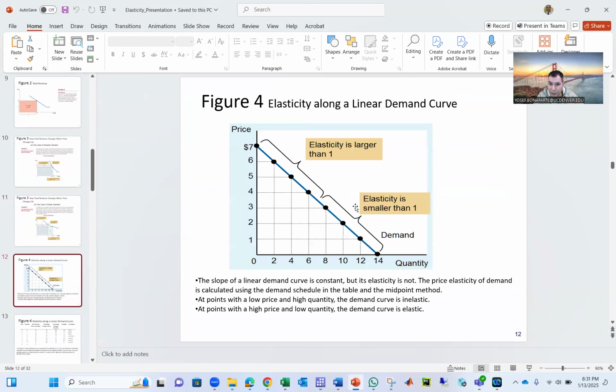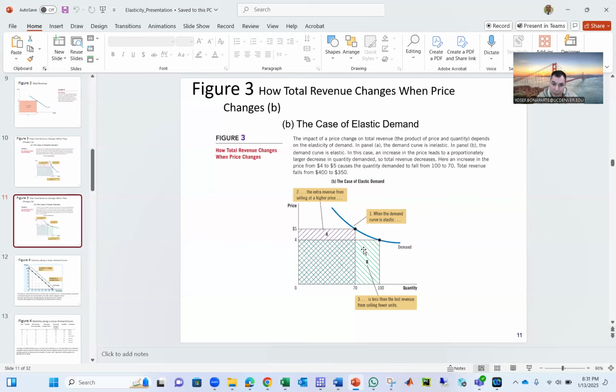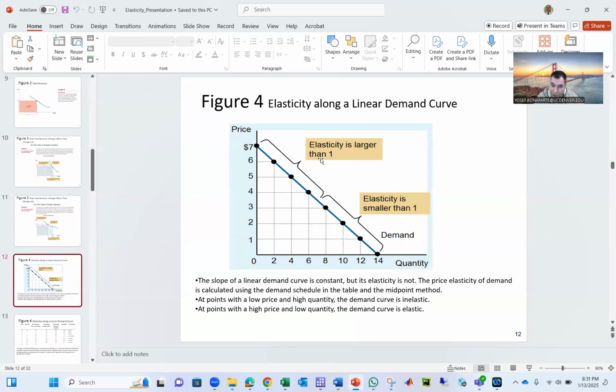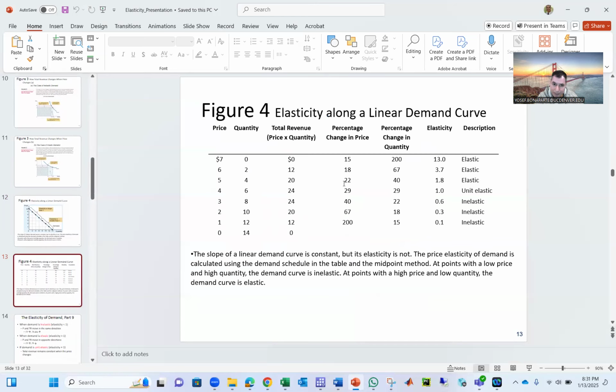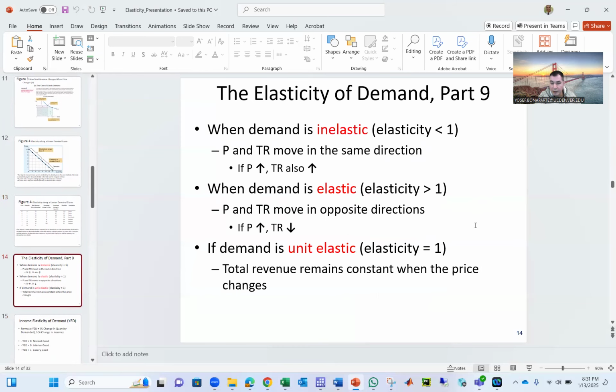You can also have a straight line, not a curve. Usually demand is a curve. But if it's a line, you can have elasticity larger than 1, elasticity smaller than 1, and only at one point is the elasticity unit elastic. That's in the continuous case. You will have these slides in your work. Here's an example of a demand schedule. You can see elastic, elastic, elastic, unit elastic at one point, and then you become inelastic.